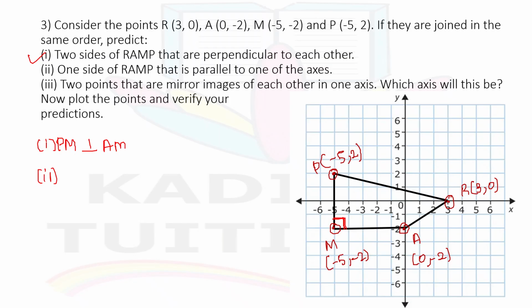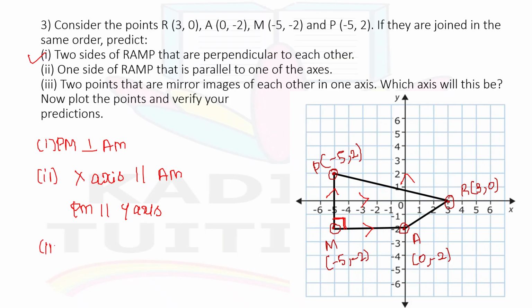One side of the figure is parallel to one of the axes. So do we have any parallel lines? Yes, over here, see, the x-axis and line AM are parallel. So I can write that the x-axis is parallel to AM. Also see over here, this is PM, and this PM is also parallel to the y-axis. So we can even write PM is parallel to the y-axis. So for both the axes we have some parallel sides. So we have to write both.